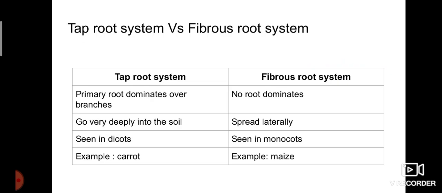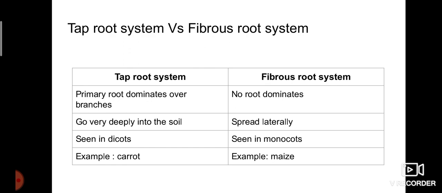Okay, so these are the two types of root system, taproot and fibrous root. Here some differences are given. What do you mean by taproot? Taproot means the primary root dominates over branches. We can see one primary root, the main root, which is prominent in nature. But in fibrous we cannot find any main root, so no root dominates. Taproots go very deep into the soil. As they are the main root, they can penetrate the soil easily.